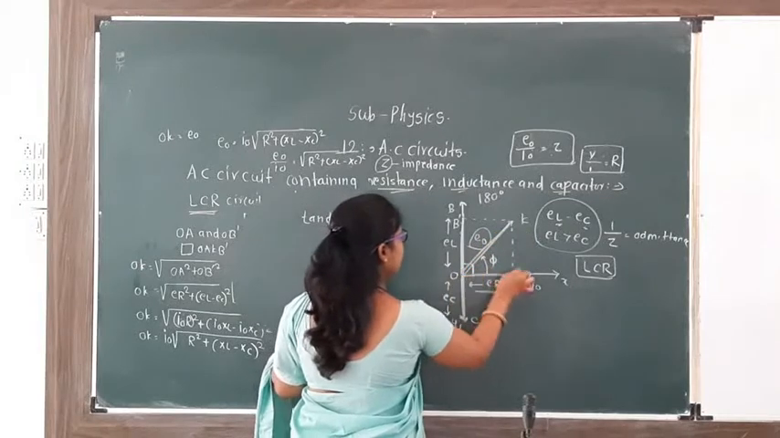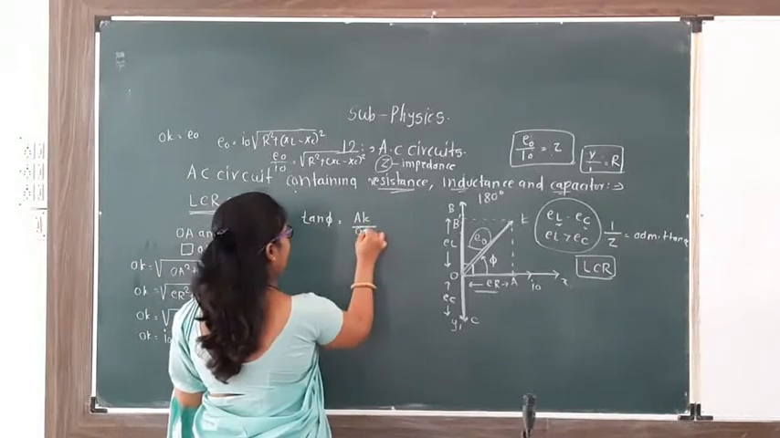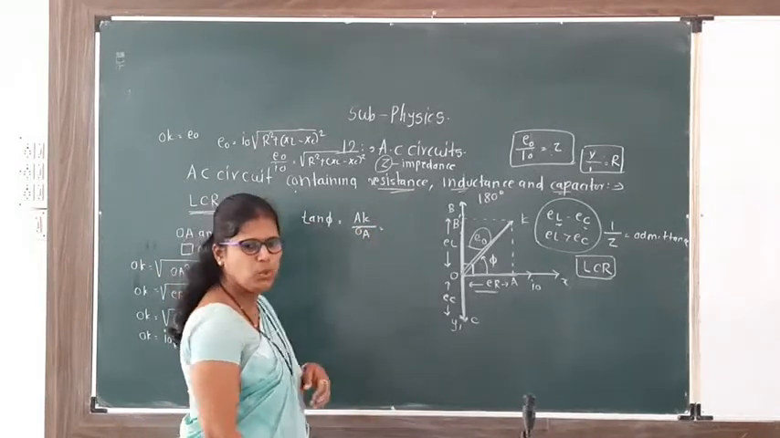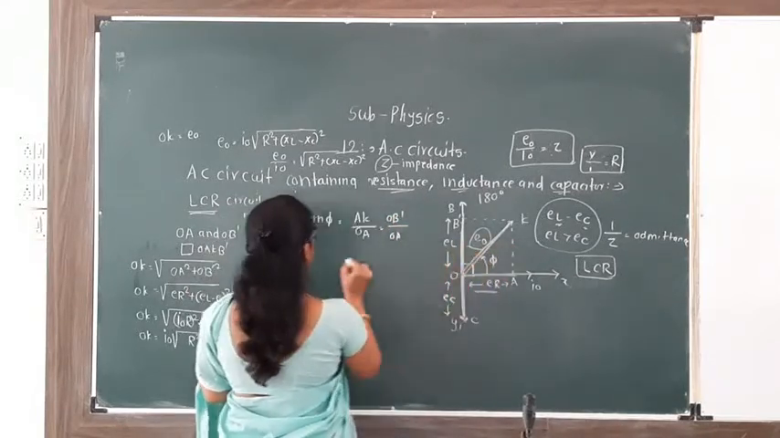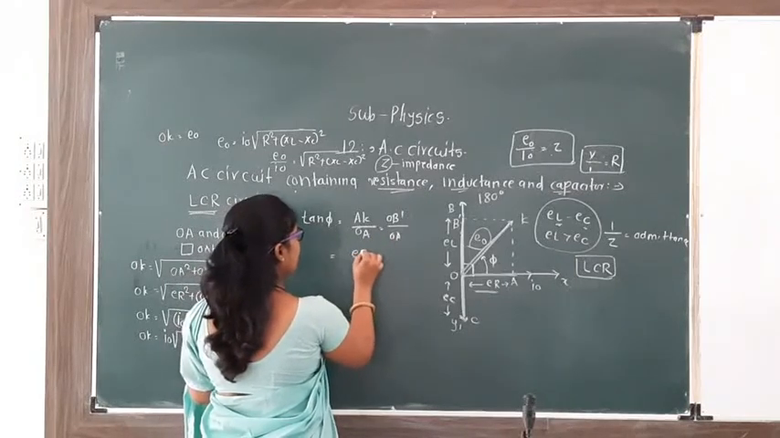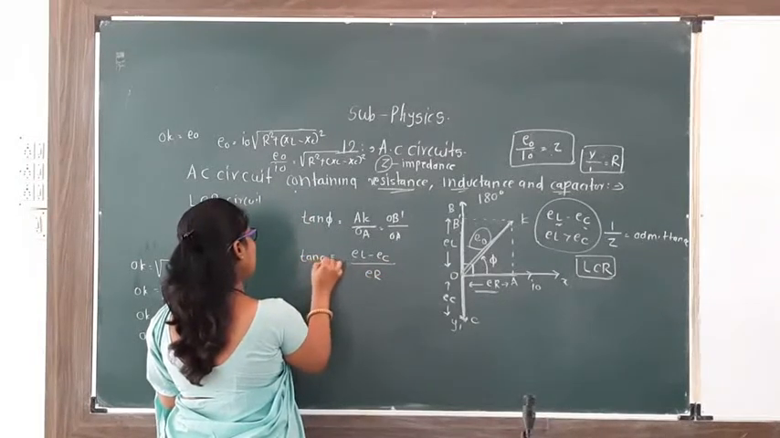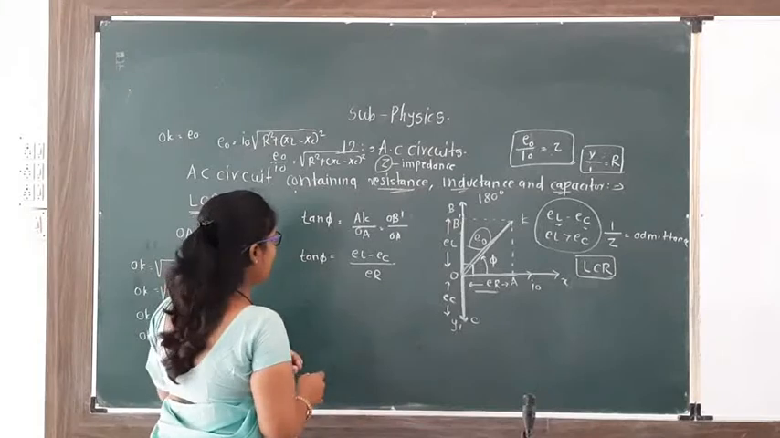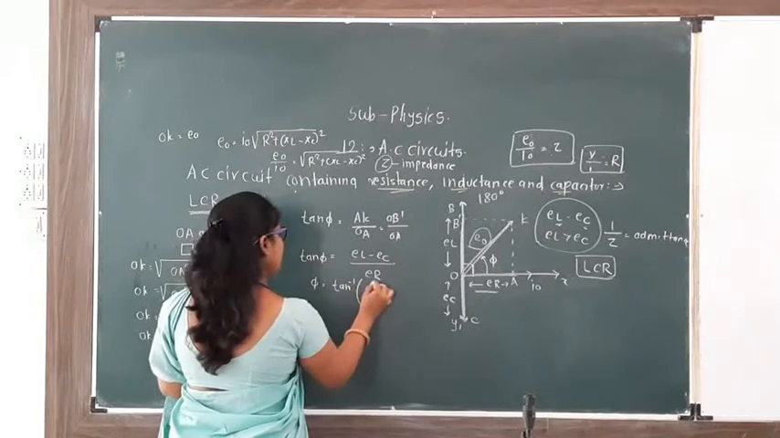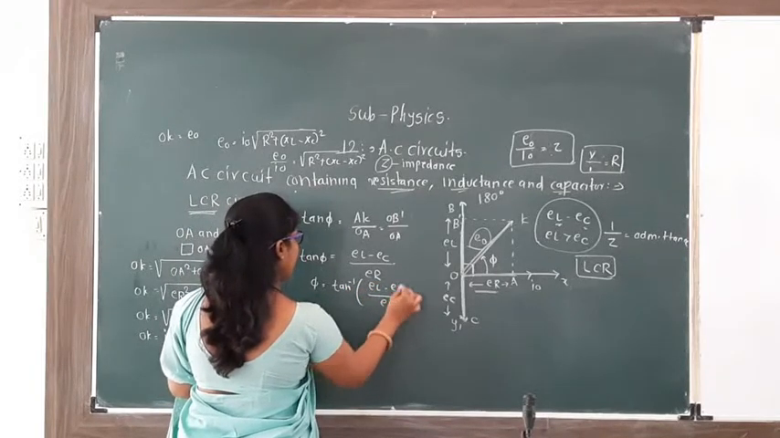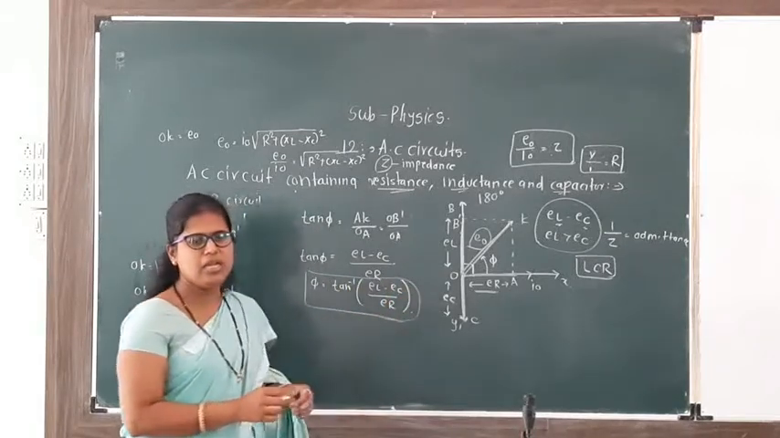Consider this triangle, AK upon OA. Now AK means OB dash upon OA. This one is parallel, so OB dash means EL minus EC. OA means ER. Therefore tan phi is equal to EL minus EC upon ER. Therefore phi is equal to tan inverse of EL minus EC upon ER. We get this value.